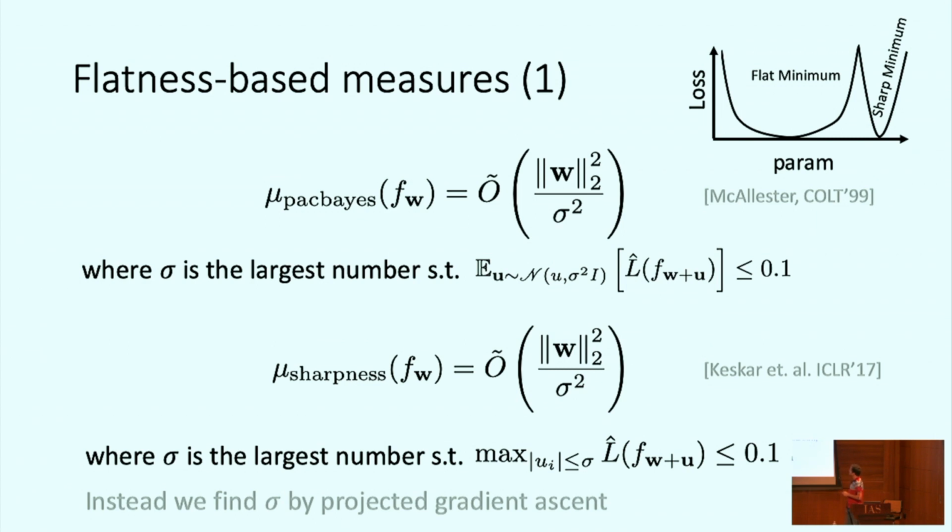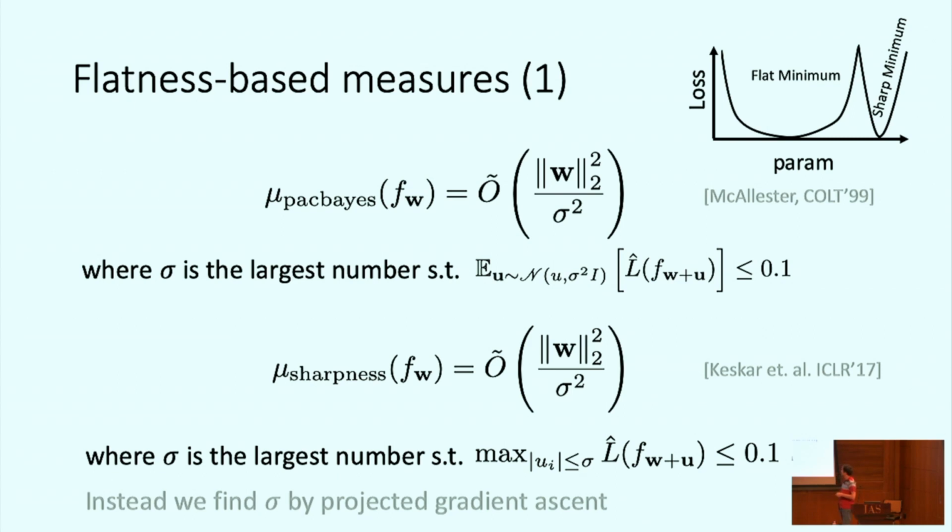And then we also looked at the flatness-based measures. These measures basically ask the question of how flat is the solution. One way is more like PAC-Bayes-based bounds, where you add Gaussian perturbation to the final solution and measure the flatness of the solution. Then you measure the ratio of the norm of the parameters to the variance of the perturbation you add. So that corresponds roughly to PAC-Bayes-based bounds.